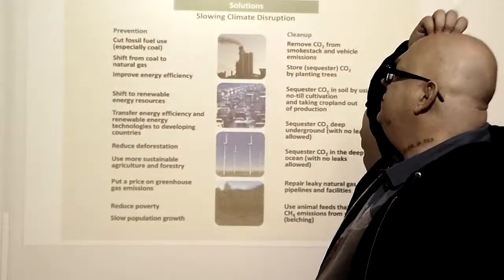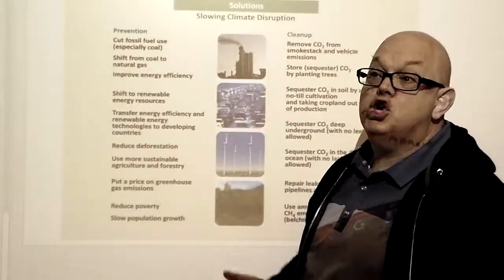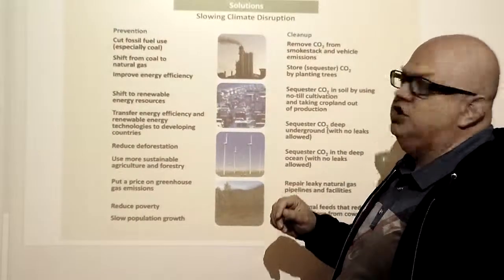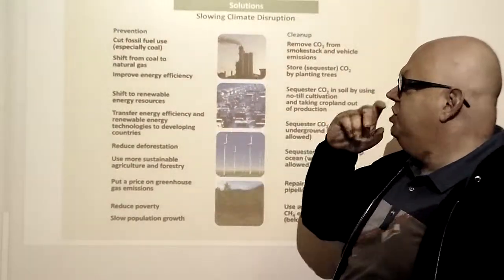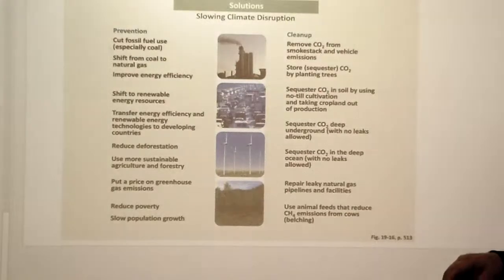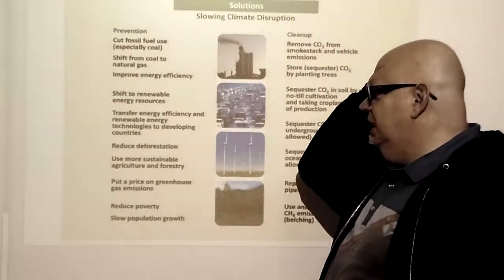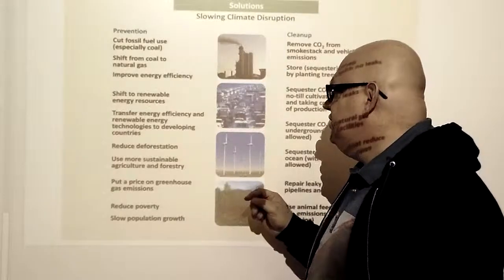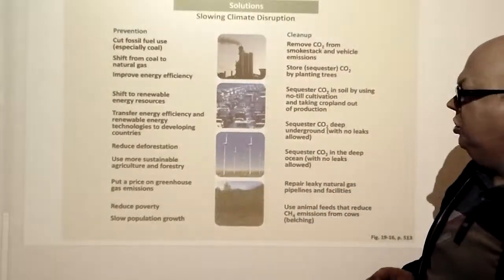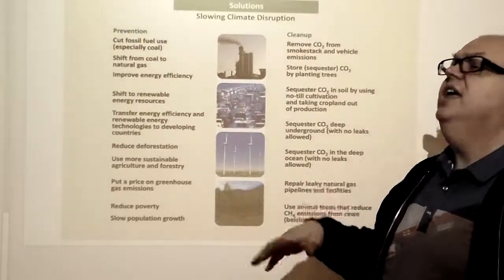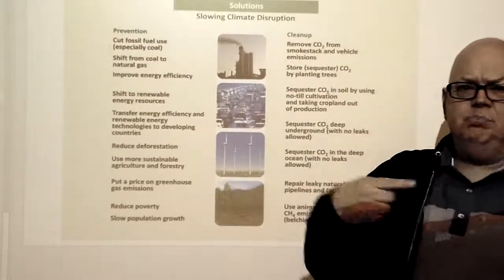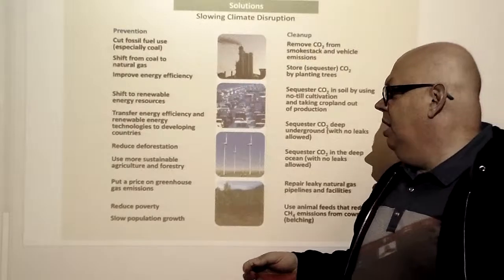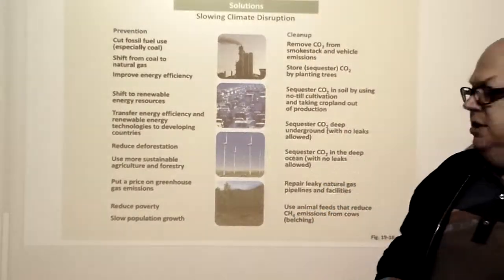Cutting down fossil fuel use, especially coal. Remember, it's putting out sulfates and mercury out there. Shifting from coal to natural gas. Improve energy efficiency. Sure. Shift to renewable energy resources. We've talked about that. Transfer energy efficiency and renewable energy technologies to developing countries. Reduce deforestation. Use more sustainable agriculture and forestry. This is going back to things like selective cutting, using plantations for growing trees so that we have lumber if we need it. Put a price on greenhouse gas emissions.